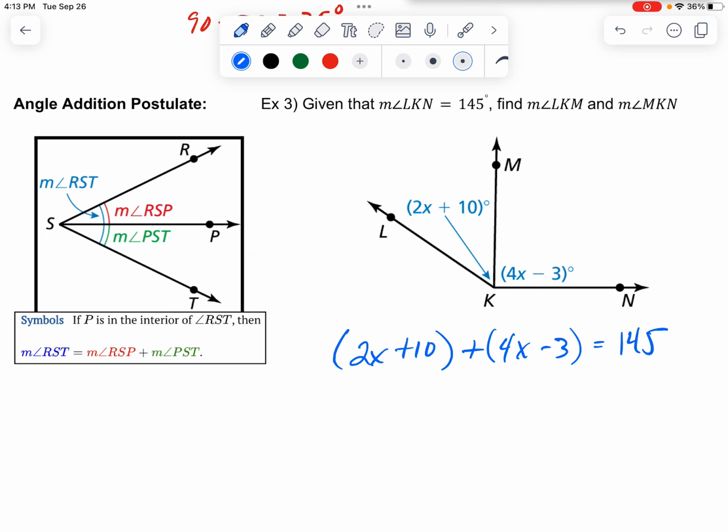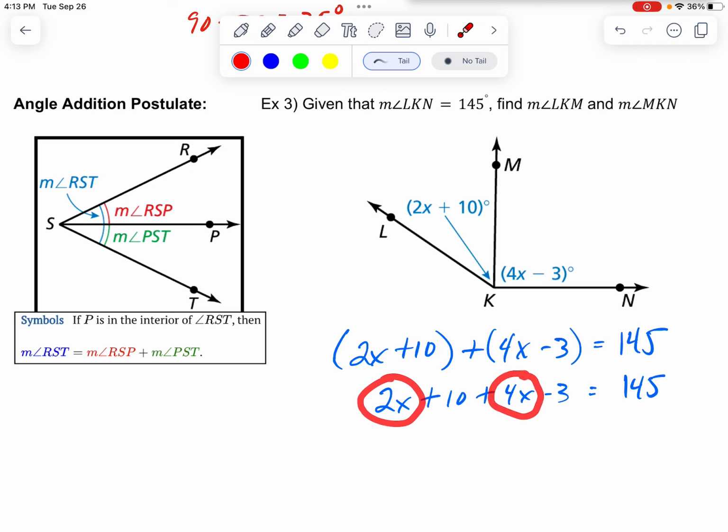Technically, since these are just added together, I don't really need those parentheses. I just use that to show that they're separate angles that I'm adding together. So we could rewrite this without the parentheses. 2x plus 10 plus 4x minus 3 equals 145. And the first thing we want to do here is to just combine like terms, meaning I've got some x terms. These are both x terms. They're both positive. If I combine those together, I have 4x and 2x. That gives me a total of 6x.